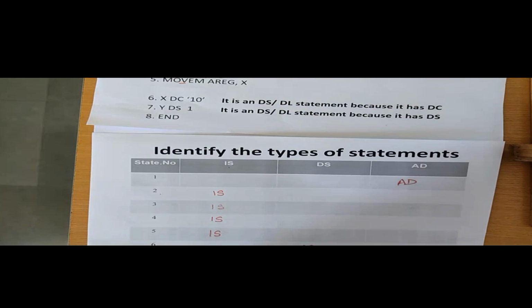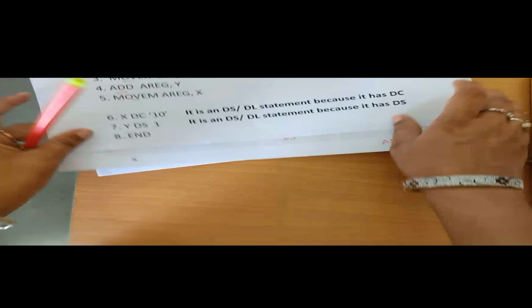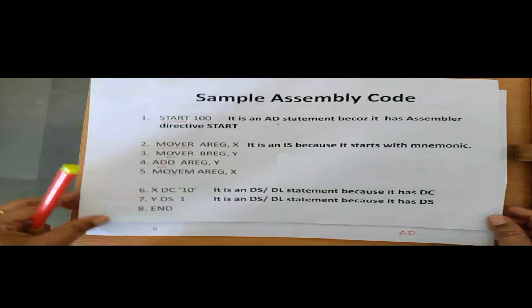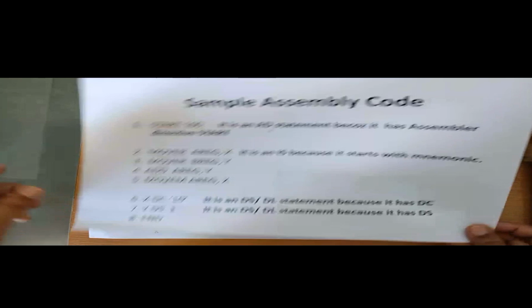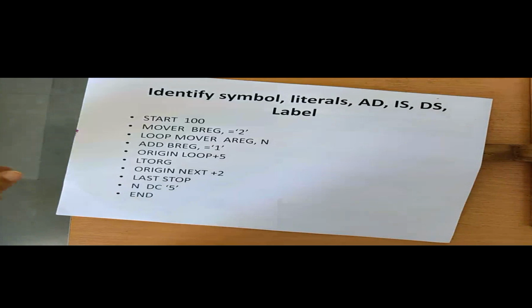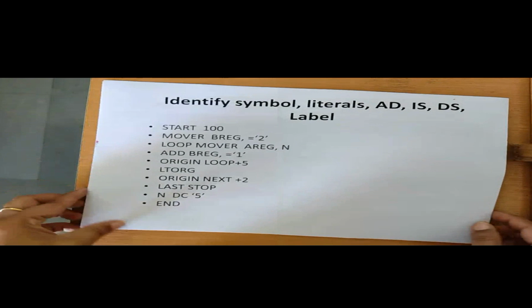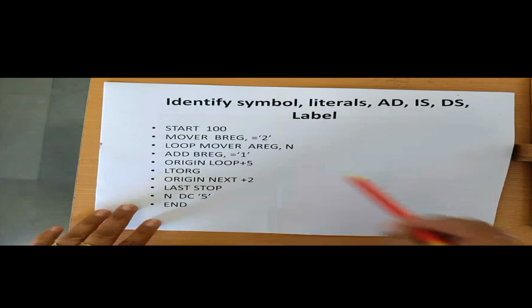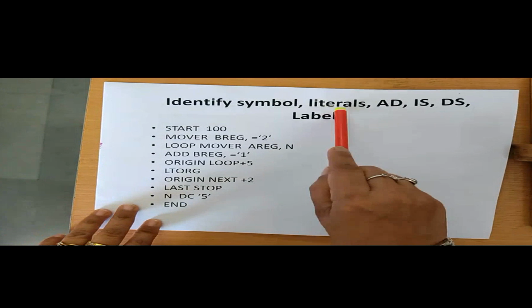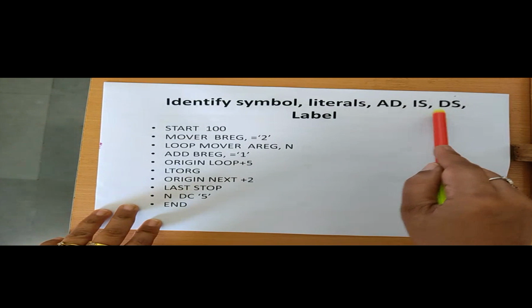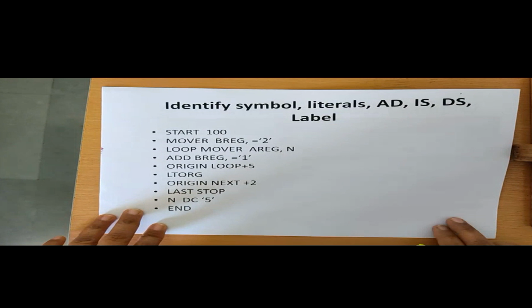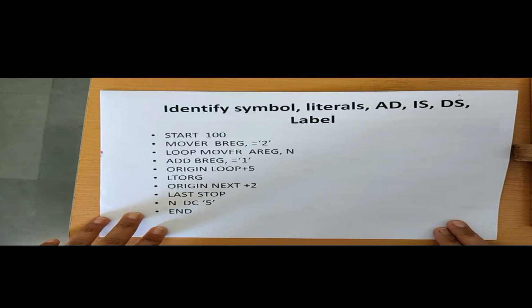So I hope that with this particular example you are clear with how to identify the type of statement in the given assembly language code. For practice, we can have one more small example. Here I have a code and my question is, we shall identify the symbols, the literals and the AD, IS or DS kind of statements and also the labels in our program. So dear friends, are you ready for this example?